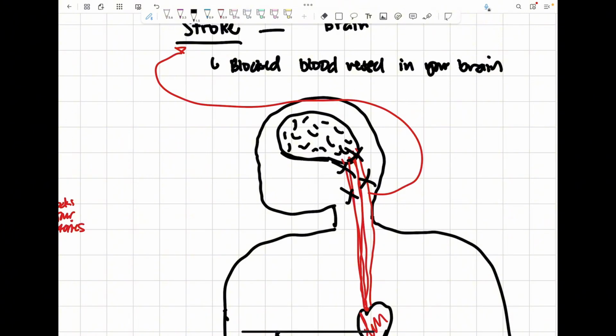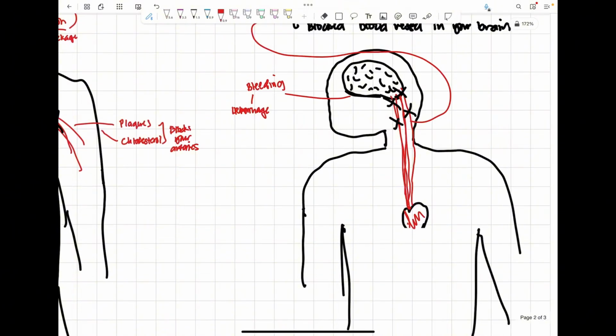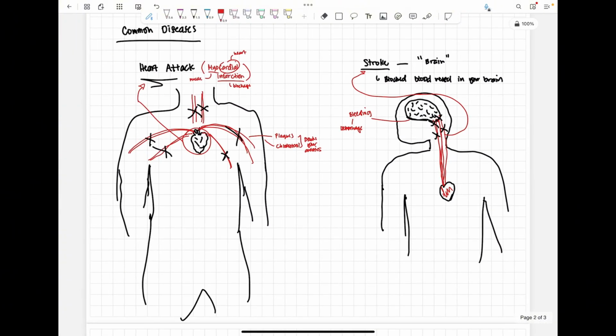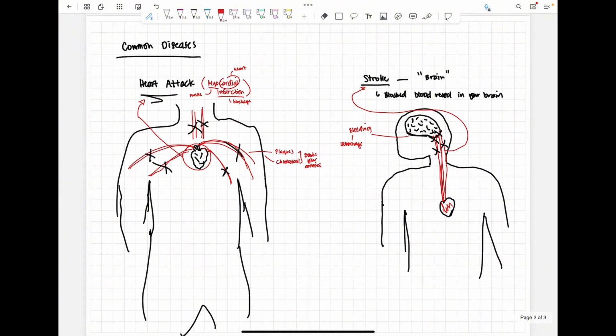So, stroke can also be caused by bleeding in the brain. Bleeding. Another term for this is hemorrhage. So that is what causes stroke. So these are the two common diseases that I have discussed.